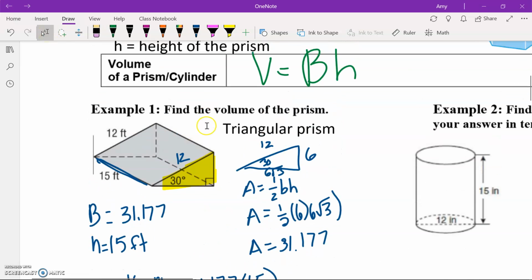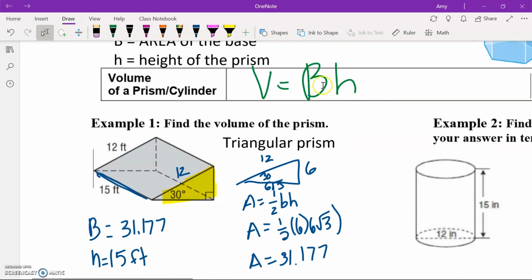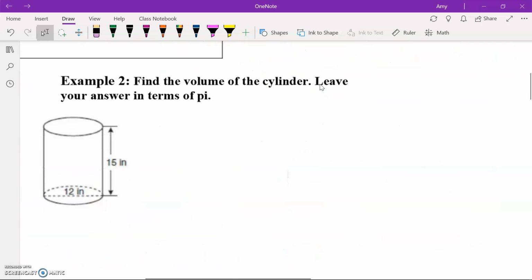Now, I love this formula because it will work for any prism that you have, and you don't have to memorize all these different types of formulas, because we do know how to calculate the area of a lot of different figures. Let's go through one more example that we will do completely together.